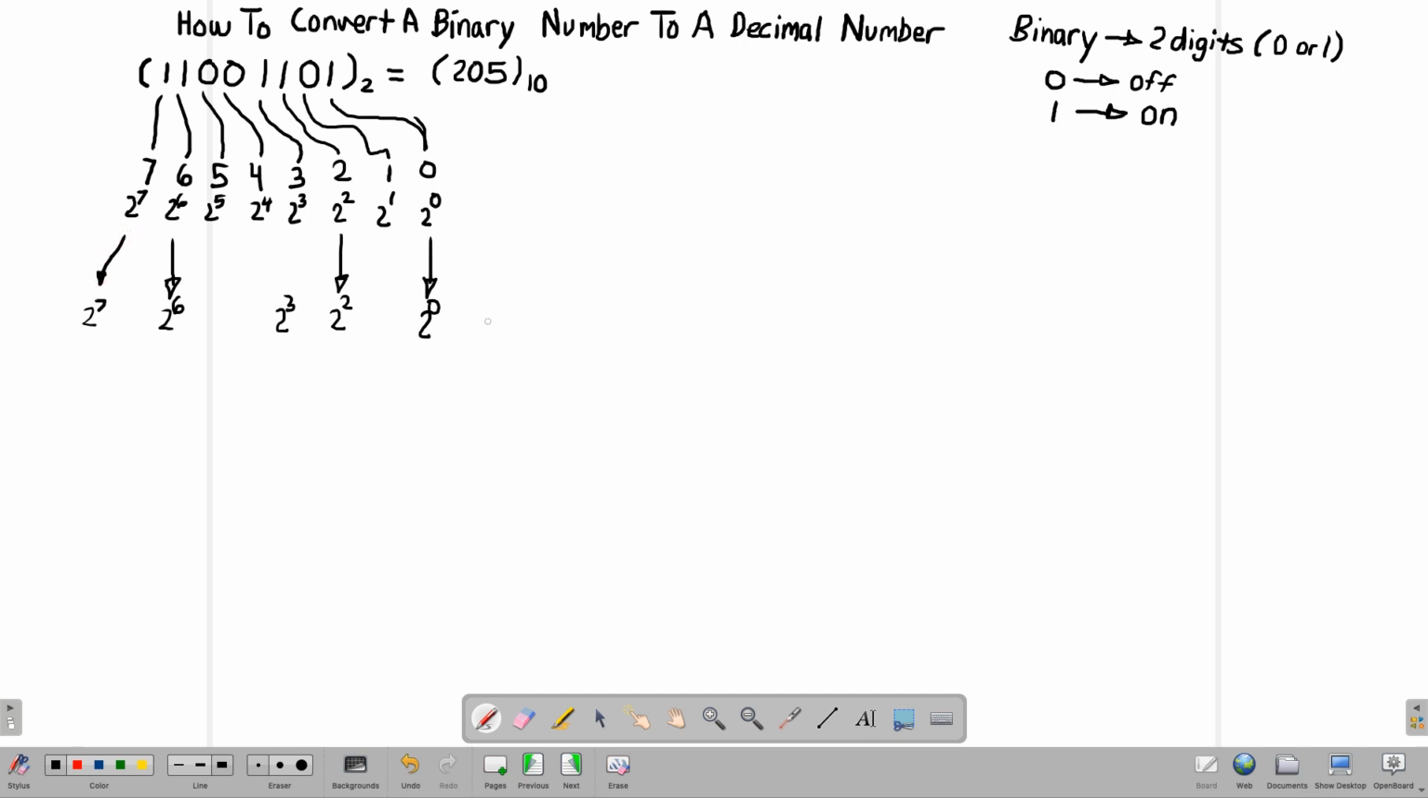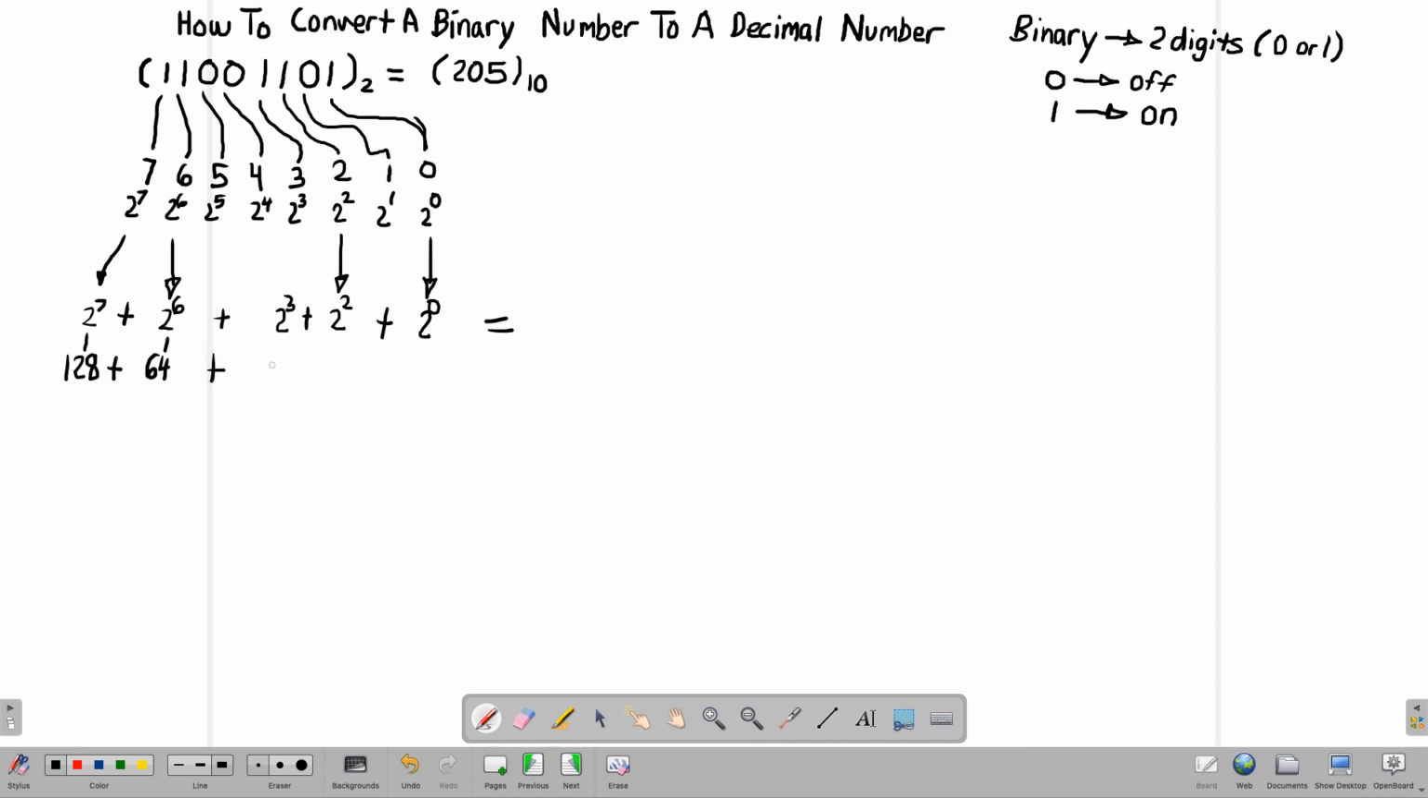So all we have to do now is add all these together, and let's take it down one more level. We know that 2 to the 7th power is a value of 128. So this is the same as saying 128 plus, we have a value of 64, which is represented as 2 to the 6th.